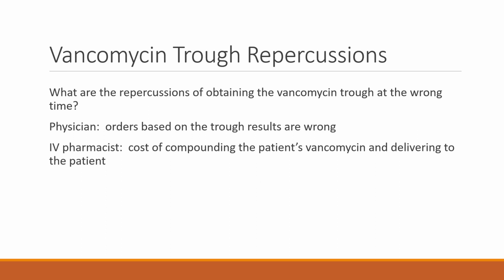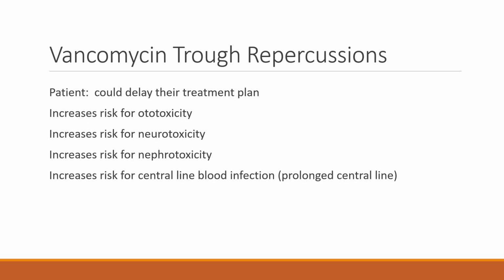So what are the repercussions of obtaining the Vancomycin trough at the wrong time or in an untimely manner? Well, the physician is going to give orders that were based on the trough results that he or she got, and those results could be wrong. The IV pharmacist incurs the cost of compounding the patient's vancomycin and delivering it to the patient. That's all a cost.